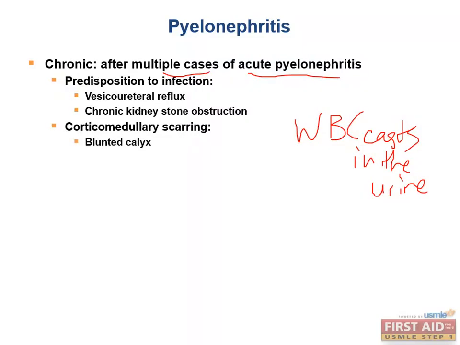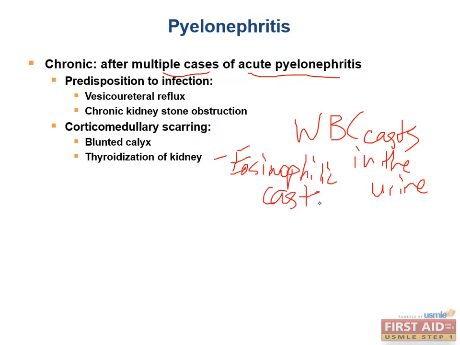So on CT scan, you'll see blunted calyces due to the scarring of the tissue. And the kidney will begin to look like thyroid tissue under the microscope due to eosinophilic casts.